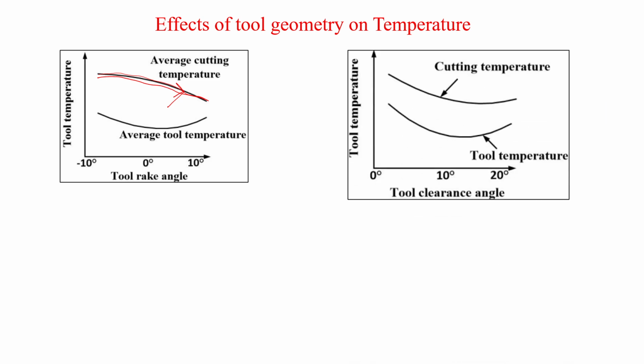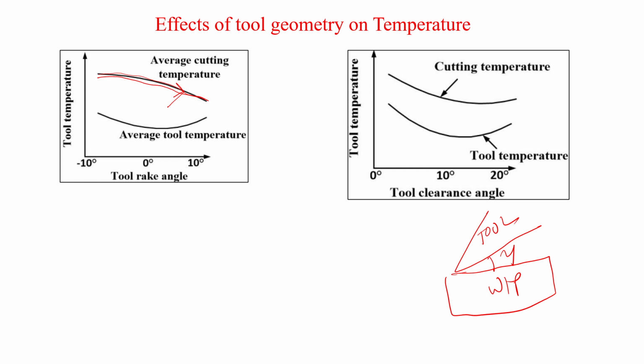Now we'll see the tool clearance angle. It also almost follows the same pattern. With increase in clearance angle, the tool temperature decreases. Because if we are increasing the clearance angle, then the gap between the tool and the workpiece is more, right? For example, this is a tool, and this is the workpiece, and this is the clearance angle gamma.